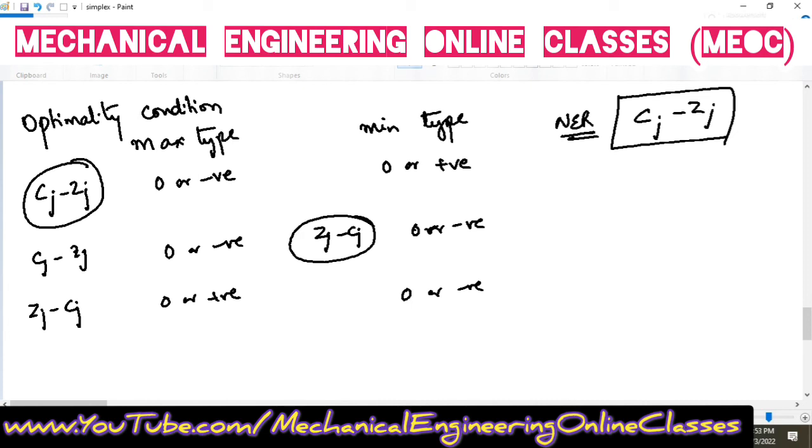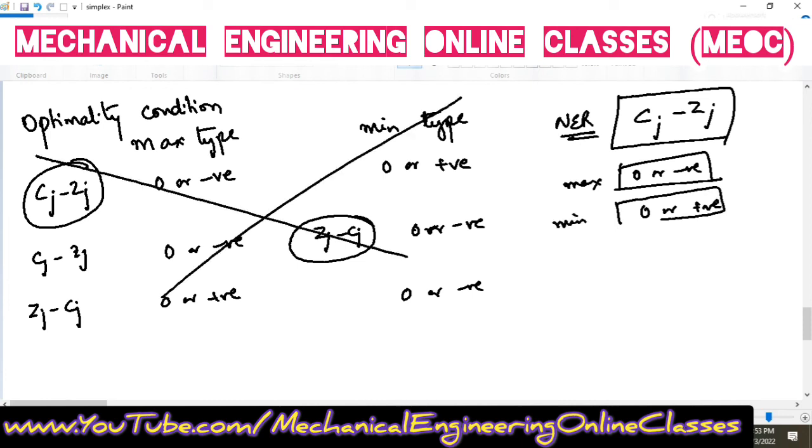Cj minus Zj, if it is your index row, then for a max type it should be 0 or negative. All the Cj minus Zj should be 0 or negative for a max type of problem, or all 0 or positive for a min type of problem. So you don't have to worry about all these many possibilities. Remember only one thing, and that will be sufficient.